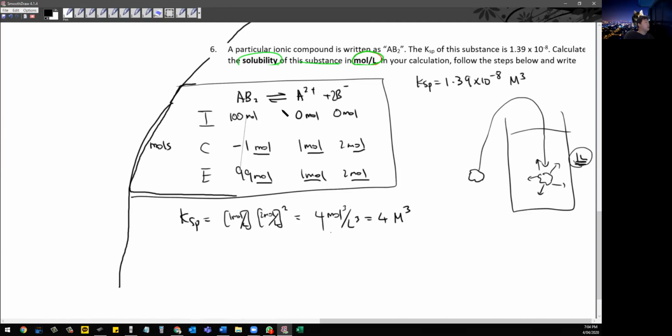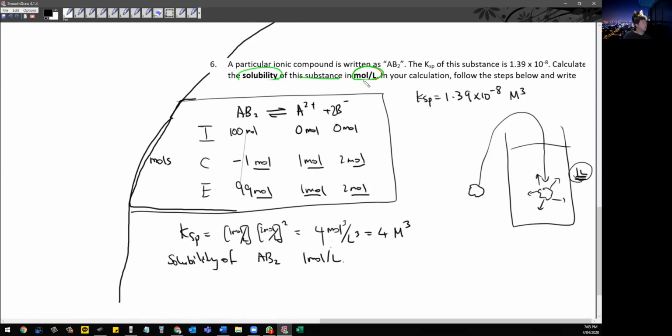Now, this is the Ksp, but what is the solubility? What is the solubility of the solid AB2? You see how there were 100 moles, but then you were able to dissolve 1 mole? So the answer is there's 1 mole dissolved in 1 liter. So the answer is 1 mole per liter. That's the solubility. That's what they're asking for, the solubility in mole per liter.